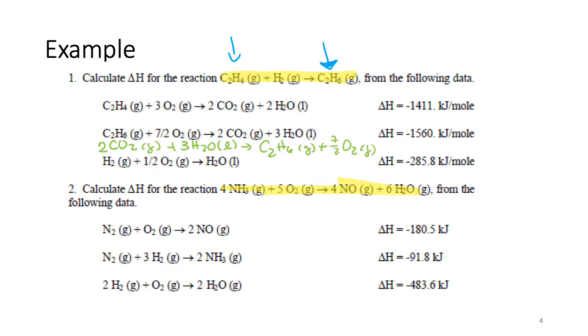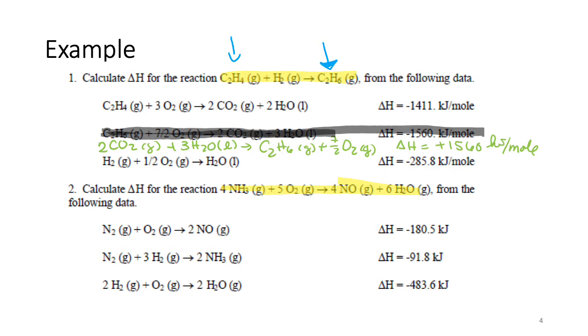Whatever I do to my equation, I must do to the value of my delta H. Because I flipped my equation, I have to flip the sign. So I also rewrite, and it's now going to be positive 1560 kilojoules per mole. In order to make myself be successful, I'm going to highlight that in black so I don't see it again. And I don't think I have to use it. So it's gone. I don't see it.